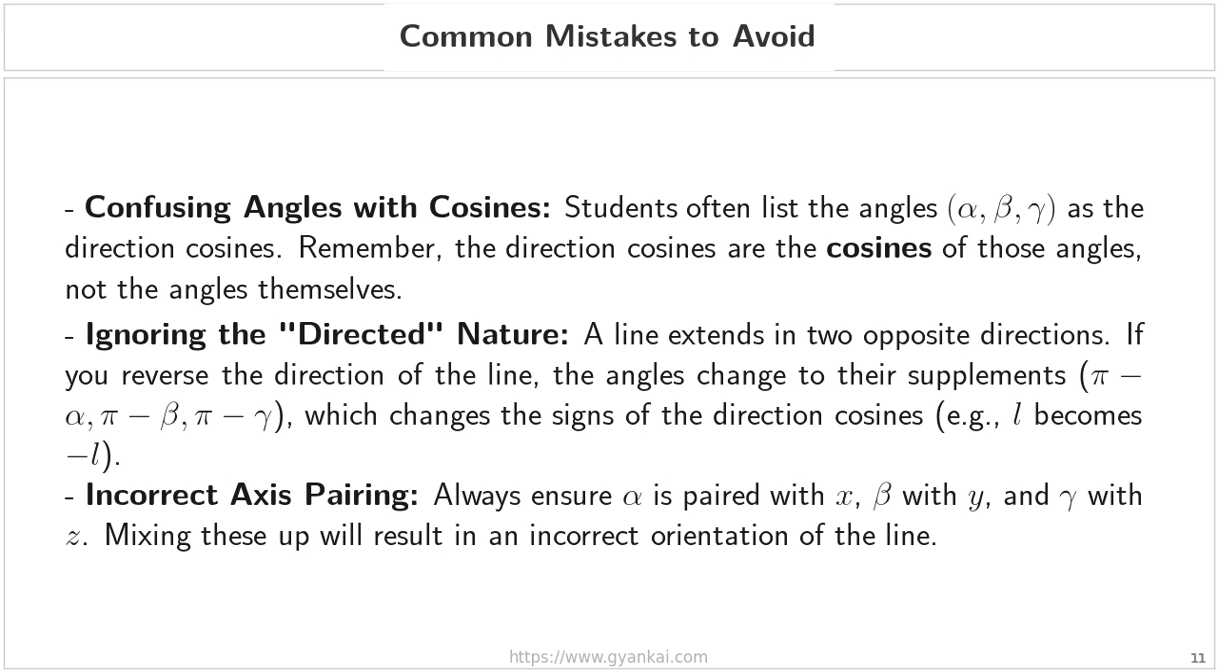Finally, watch out for incorrect axis pairing. It sounds simple, but it is easy to get distracted during a calculation. Always ensure that alpha is paired with the x-axis, beta with the y-axis, and gamma with the z-axis. If you mix these up, you will end up describing a completely different orientation in 3D space. Keep these points in mind, and you will be well on your way to mastering direction cosines.